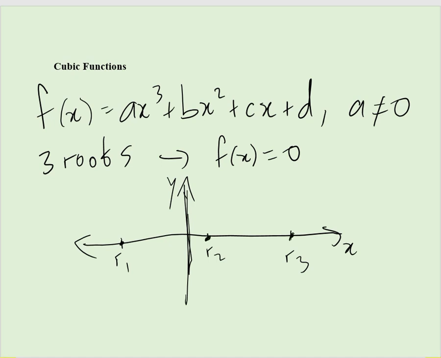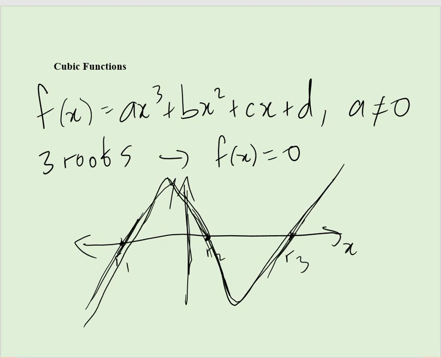Now, let's assume as it cuts the first root, it's increasing, so it's going upward. In order for it to cut the second root, it would have to change direction and start going downward. And then to cut the third root, it would have to change direction again and go upward again. So we would have something like this. So what this is telling us is that there are 2 points where the function changes direction. And we call these the stationary points, or the turning points.